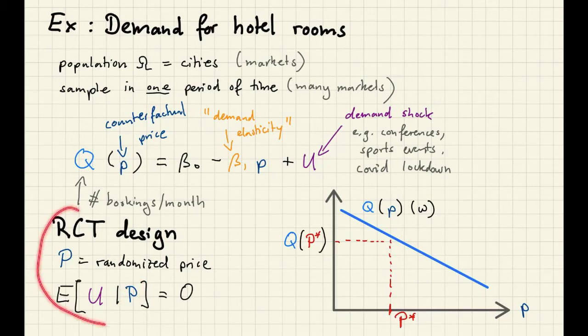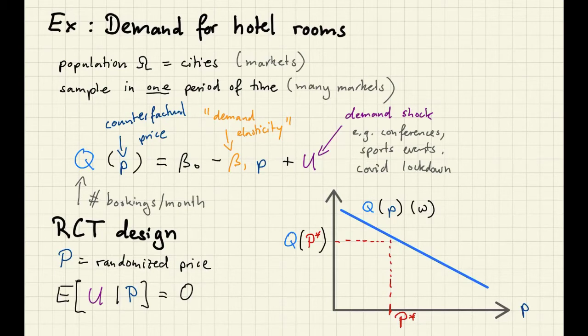This RCT design is econometrically neat, but it's impossible to implement because we cannot change prices like that. Instead, we will have to use the market price that is determined within a given market, and therefore you can say it is endogenous to the market. And we will see shortly that it is also endogenous in an econometric sense.